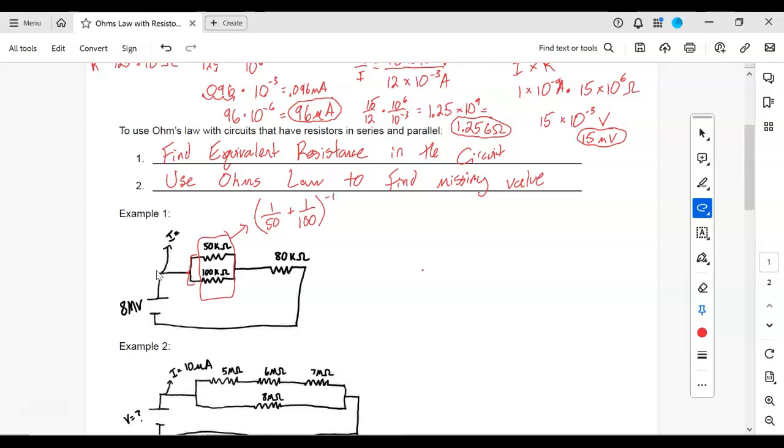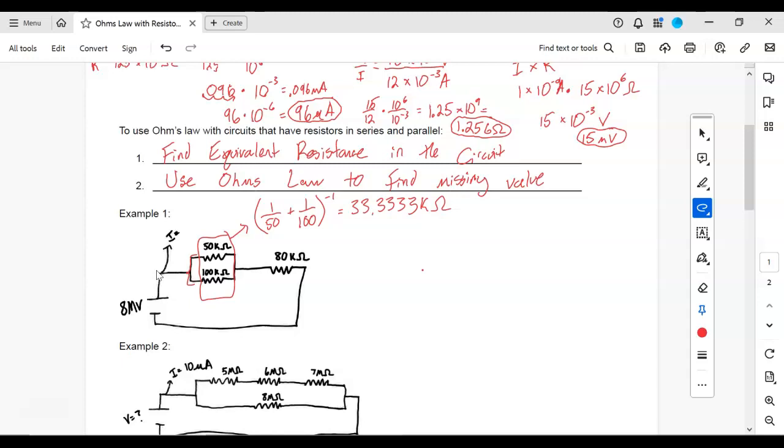If you do that, you should get a value of 33.33, and it just goes on forever. We're just going to write out 4 decimal places because it's an in-between calculation. And remember, this is in kilo ohms. The reason that this is in kilo ohms is that these both were in kilo ohms. We didn't write them out as thousands, so this final result is also in kilo ohms.